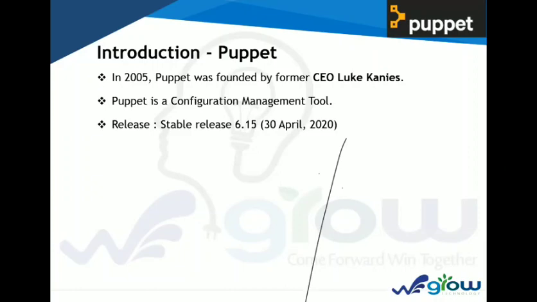So the stable release was 6.15 as of 30 April 2020, and this configuration management tool was having a number of conflicts and bugs in the initial period, but later they were fixed in multiple releases. But again, some of the things they were unable to get into the market, so that's why the other tools boomed up. So now we are going to see how the other tools boomed up, due to what, and how.